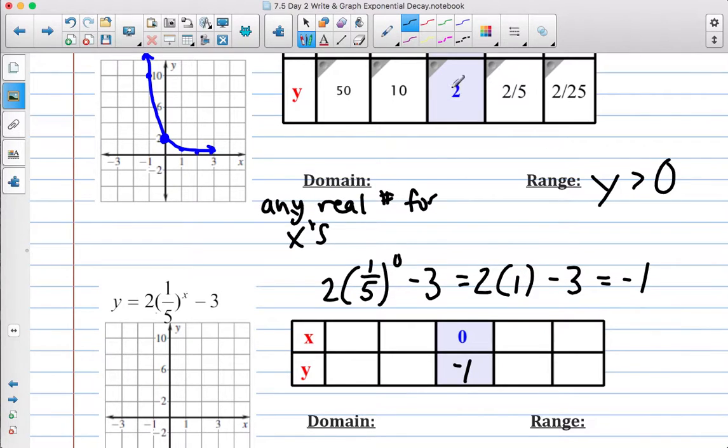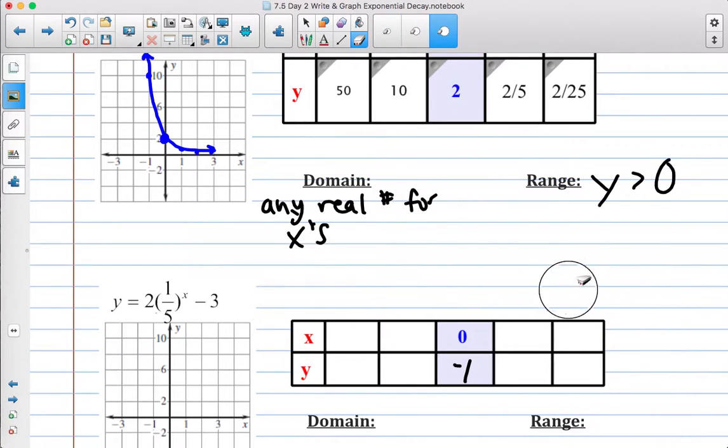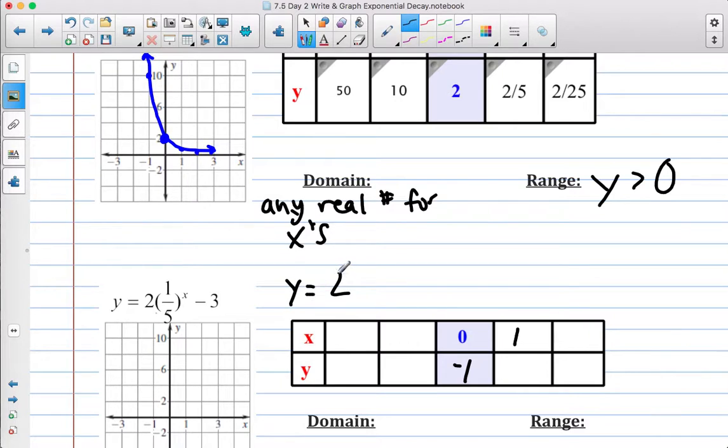Go ahead, put 1 in for x. Now I'm going to erase all this prior work. You can use the calculator too, but it becomes more apparent when you show your work. So I'm going to put 1 in now for x, filling in a table. So y equals 2 times 1/5 to the 1, minus 3. Well, 1/5 to the 1 is just 1/5, times 2 is 2/5. So this next value is going to be 2/5 minus 3.